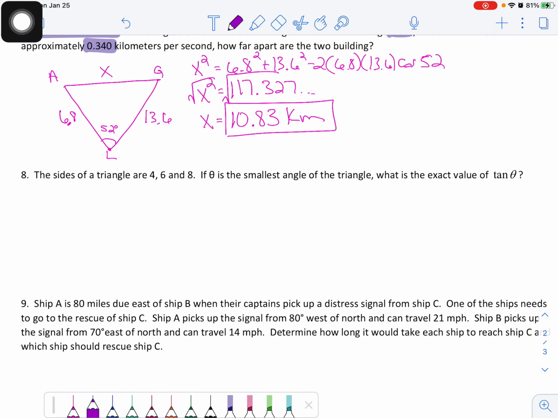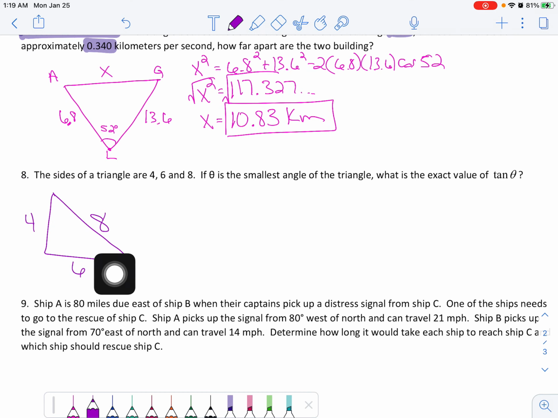The sides of a triangle are 4, 6, and 8. Let's go ahead and draw that. 4, 6, 8. If theta is the smallest angle of the triangle, well, the smallest side is opposite the smallest angle. So this would be theta. What is the exact value of tangent of theta? Now, this is going to be a little bit weird because we don't have a law of tangents. And that's okay. So we need to work with what we can do, which is law of cosines.